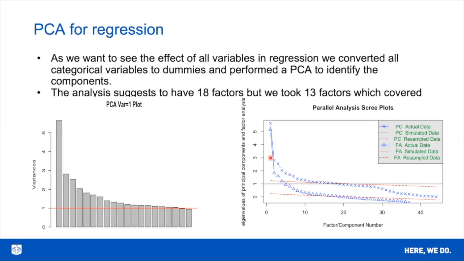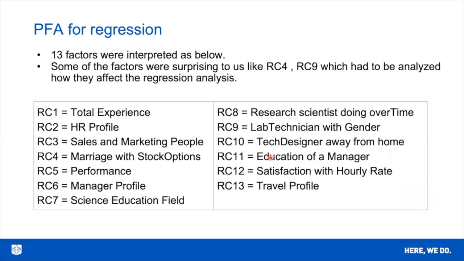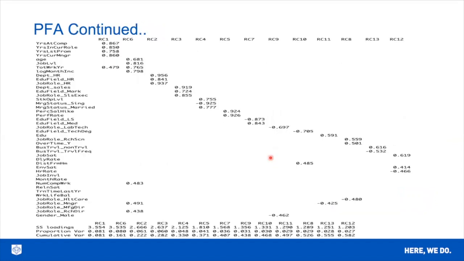So for the PCA for regression, as you can see, the knee plot and the parallel analysis suggested 18 factors, but we went ahead with 13 factors, just about the minimum requirement of the variance captured. And from the PFA regression, principal factor analysis, from the 13 factors, we inferred factors like RC1 total experience, HR profile, sales and marketing, marriage, stock performance, manager profile, education of a manager, etc. From this slide, you can see total variance captured is 58%, and the factors are grouped together pretty decently.